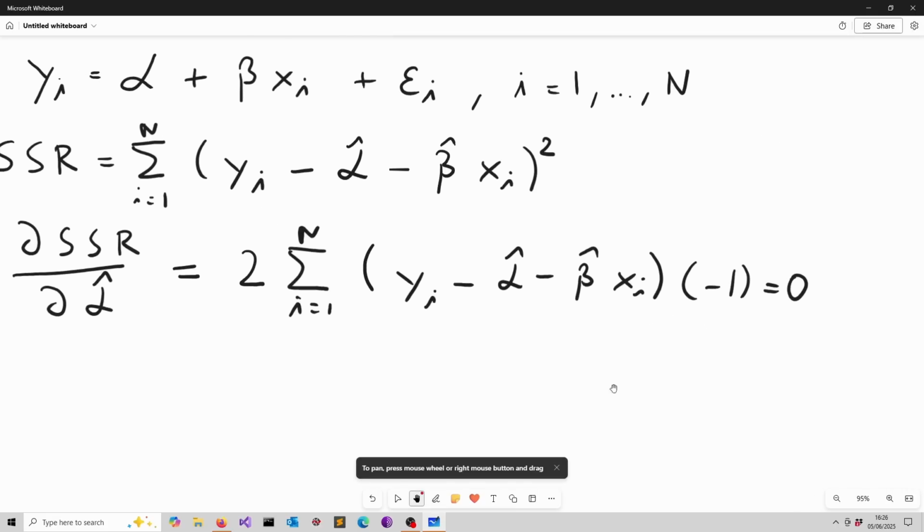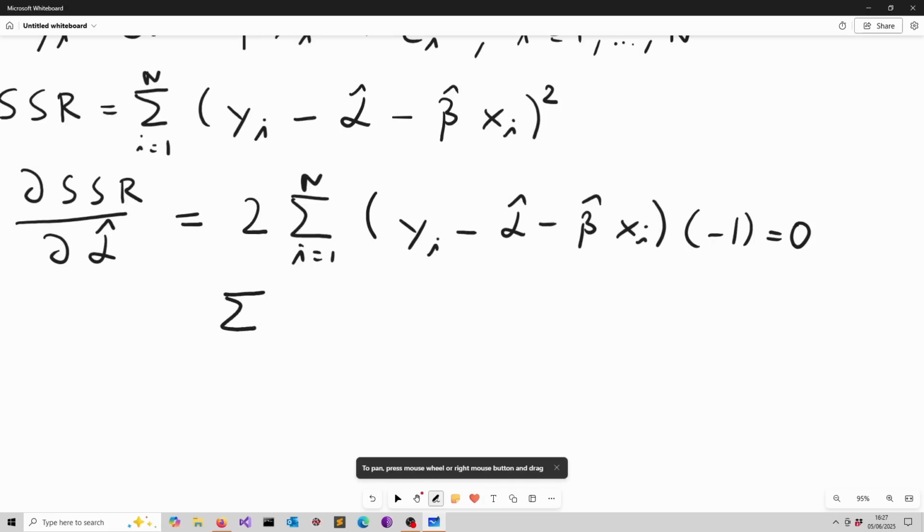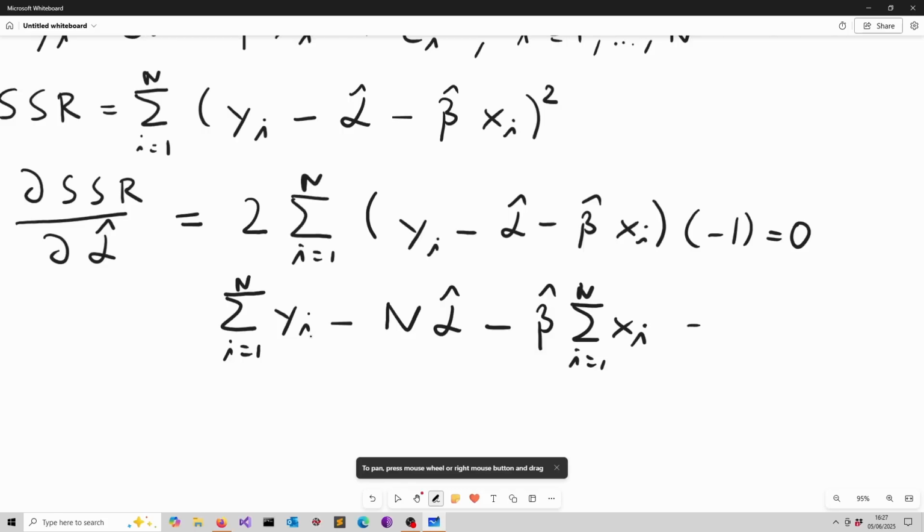And of course you note that we could get rid of the 2 and the minus 1, and we can just put everything outside these brackets and apply the sum as follows. And we end up with the following condition. So we get the sum of yi minus the sum over all the alphas. Of course, it means we have n times alpha hat, and then minus beta hat. This can go outside the sum, and the sum up to n of xi equal to 0.